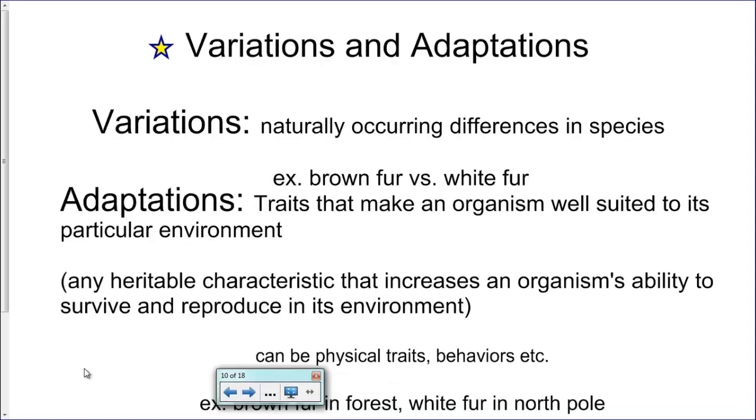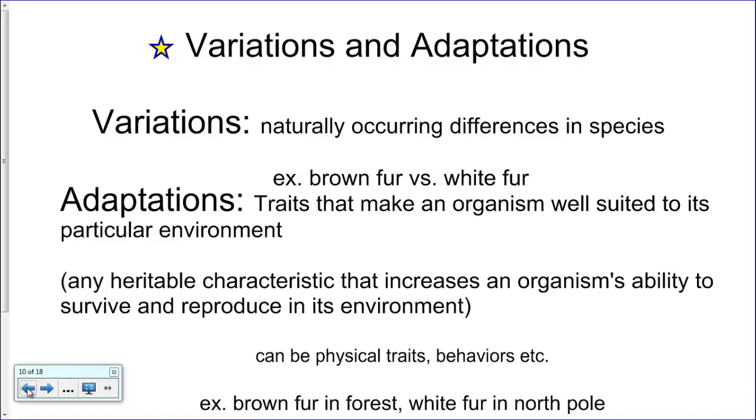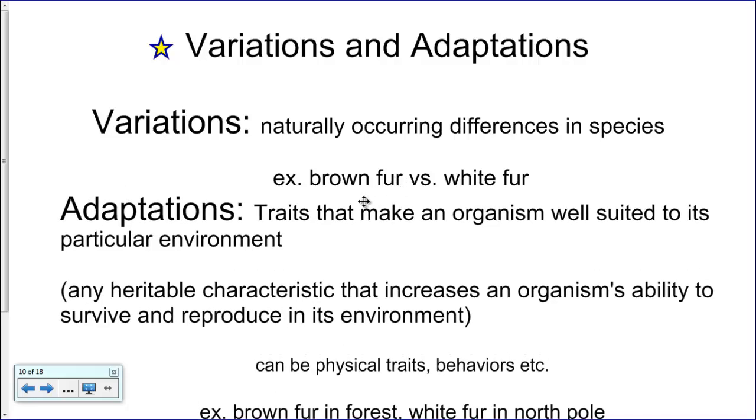The next part of our theory has to do with variations and adaptations. So we mentioned in class that there are variations among organisms. There's naturally differences among organisms. So a variation is a naturally occurring difference in a species. For example, some rabbits are born with brown fur, and some rabbits are born with white fur.